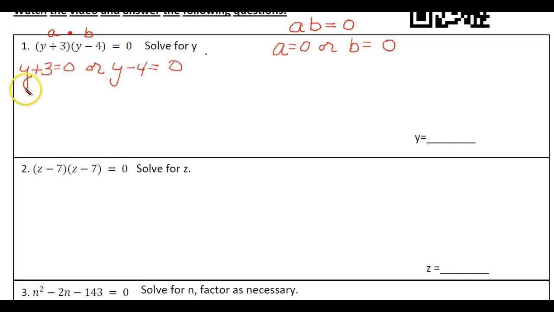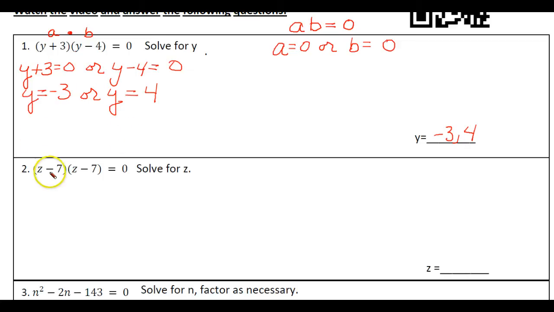Well, we just solve it, and transposing the 3 gives us y equals negative 3, or y equals, transposing the negative 4, a positive 4. If we put a positive 4 there, this is 0. And if we put a negative 3 there, this is 0. So our values in solving this are that y could be a negative 3, comma, or a positive 4.